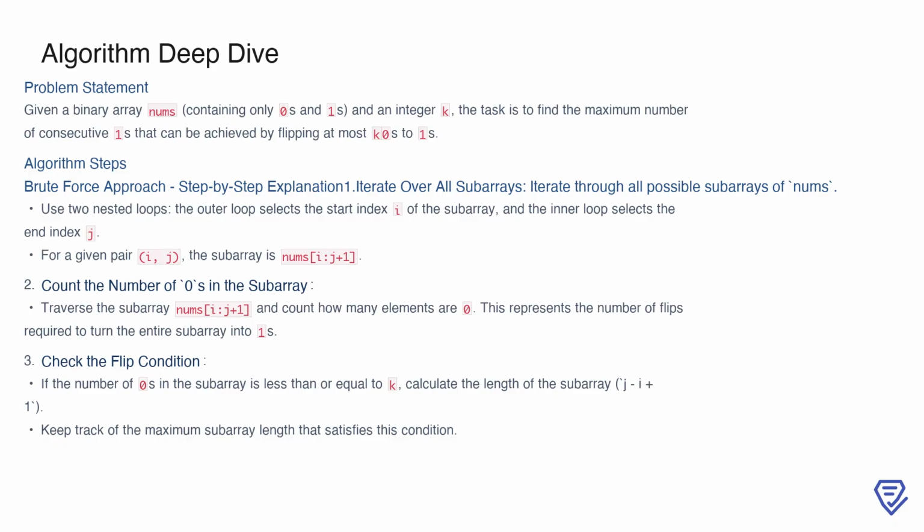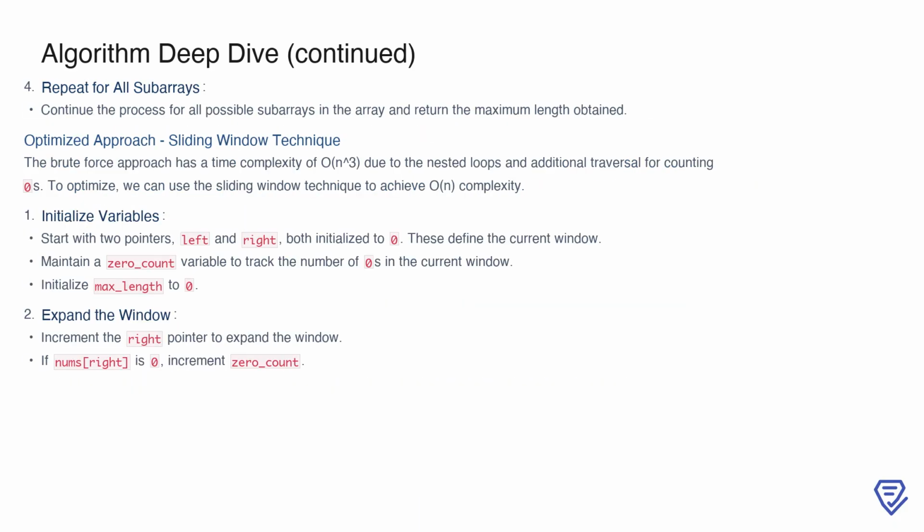If the number of 0s is less than or equal to k, we calculate the length of the subarray, which is given by j - i + 1. We then keep track of the maximum subarray length that satisfies this condition. This process is repeated for all possible subarrays to find the solution. To complete the brute force approach, we evaluate every subarray in the array and return the maximum length found. However, this method is highly inefficient, with a time complexity of O(n^3), due to the nested loops and the traversal required to count 0s.